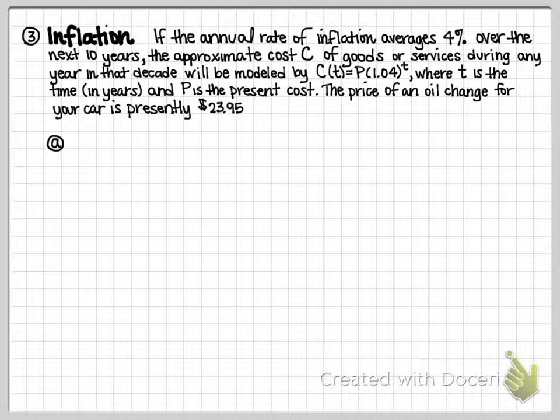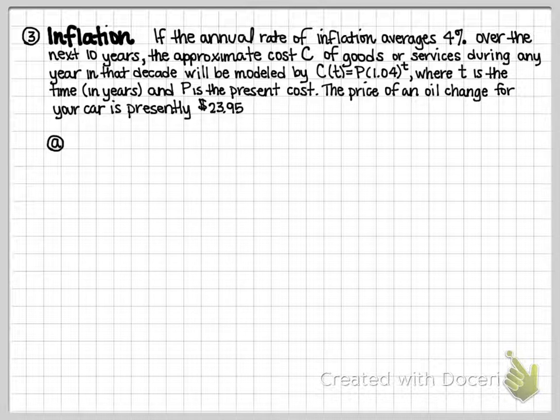So we've got an inflation problem, and it averages 4% over the next 10 years, and we already gave you an equation that models that information. So C of T is equal to P, its present cost, times 1.04, hopefully you see that, 1 showing the increase, and then the 0.04 showing the increase by how much, and then the T, where T is time in years. So we have the price of an oil change for your car is presently $23.95. Use a graphing utility to graph this function.